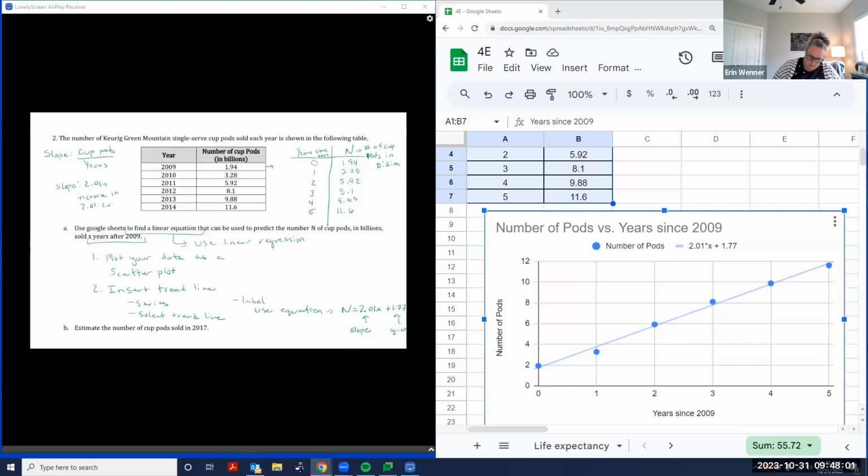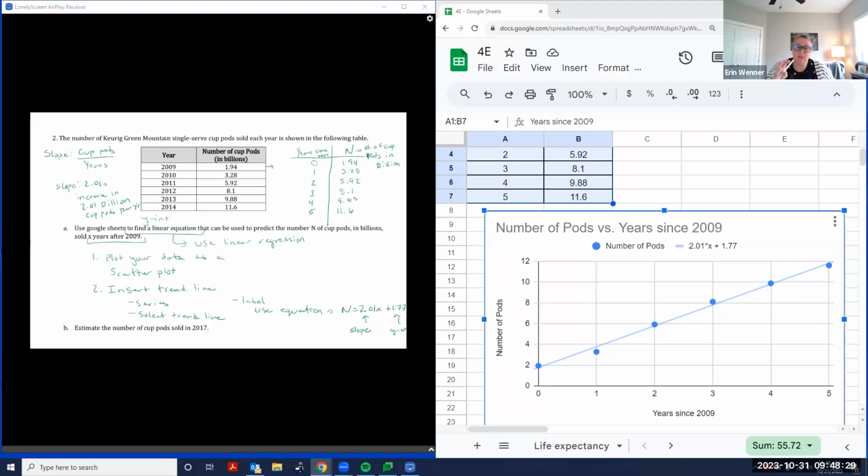And we need to make sure we include that billion part because we're giving a measurement to what this is saying. So an increase of 2.01 billion cup pods per year. And then our y-intercept is the on average initial value.